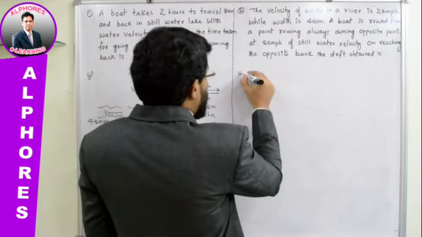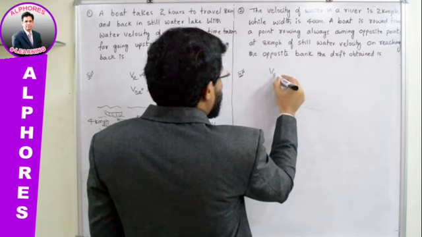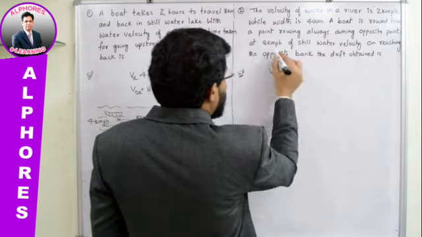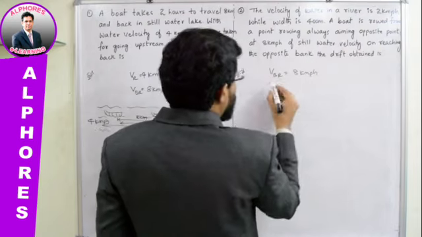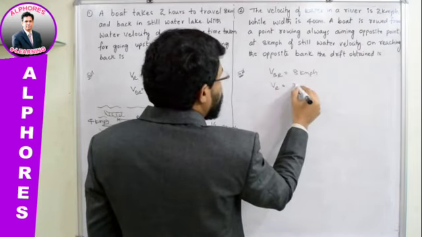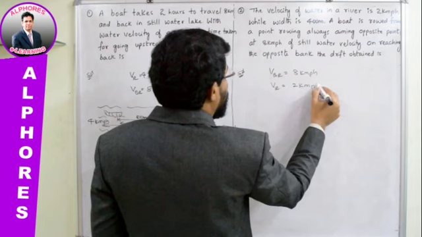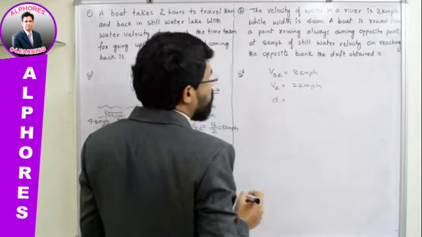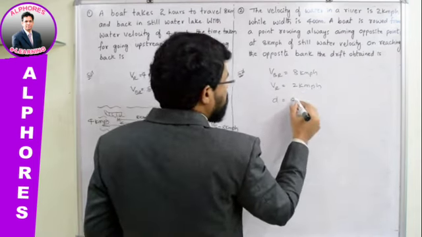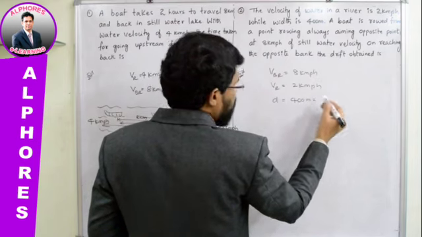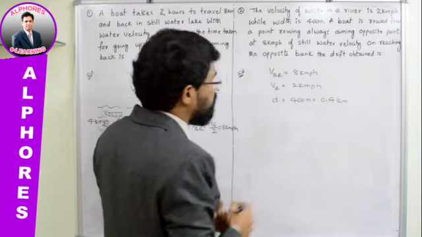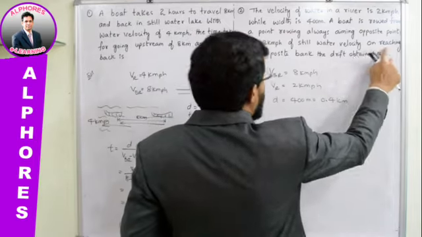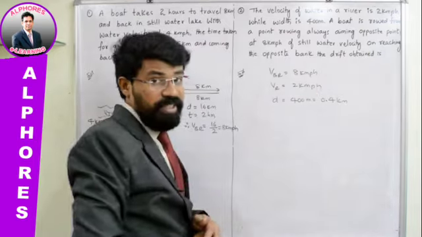So here velocity of boat with respect to river is given. How much is that? 8 kilometer per hour. Velocity of the river is also given. How much is that? 2 kilometer per hour. Width of the river is also given. How much is the width of the river? 400 meters, or this can be written in terms of kilometers as 0.4 kilometers. So these are the details given. So what do you have to find out? On reaching the opposite bank, the drift obtained.